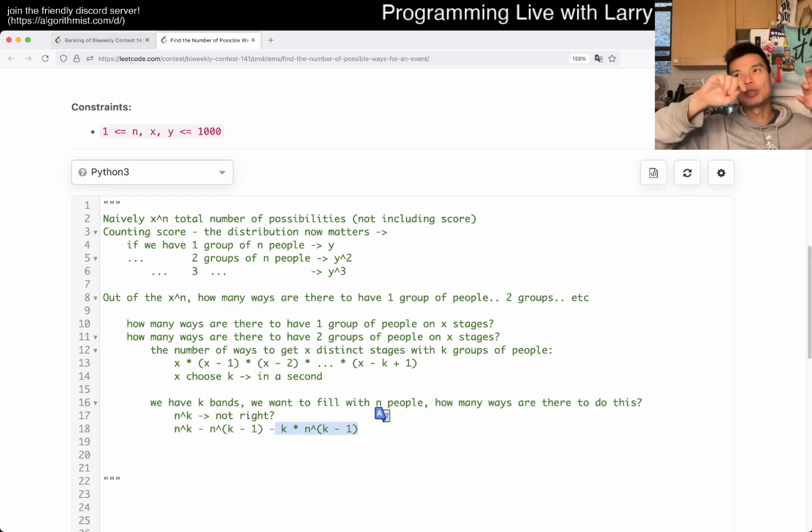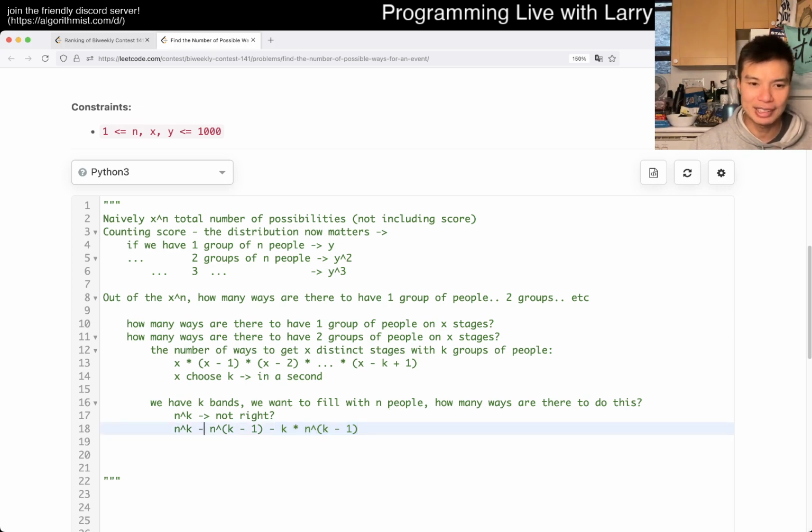So basically, how do I say it? You have k minus 1 groups, right? N people will go to all the k minus 1 groups, except that you take from one of the groups and distribute them in the other ways, right? So that's how you get the.